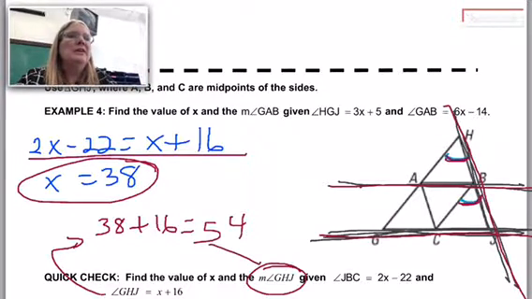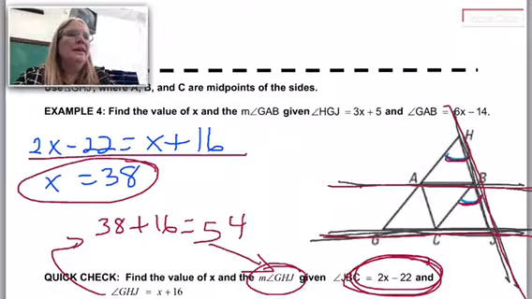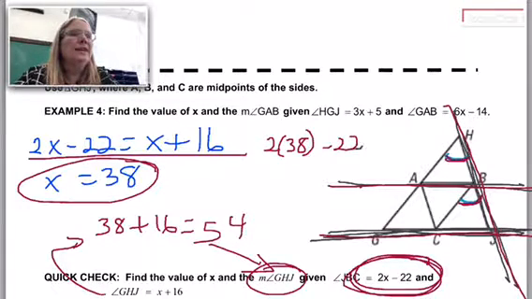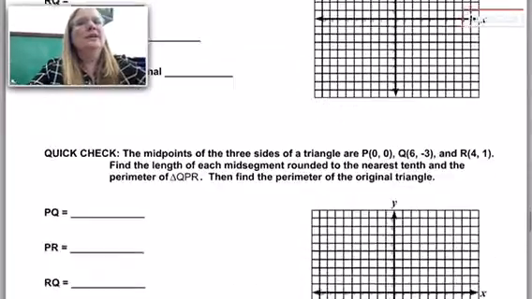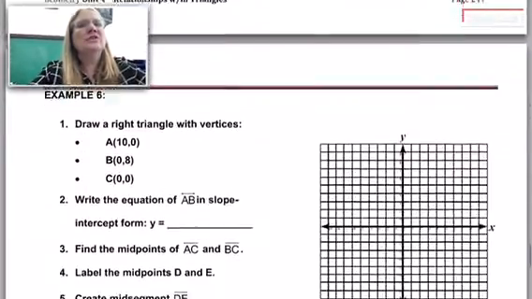Now they also ask for the measure of GHJ, so we simply substitute 38, and we get that GHJ is 54 degrees. Again, if you want to check your math, since they're equal, we can also take this and substitute 38. And we would have 2 times 38 minus 22, and that should also give us 54, and it does. So we know that we have solved the equation correctly. Okay, we are going to skip example 5 and go down to the last example, which is 6.